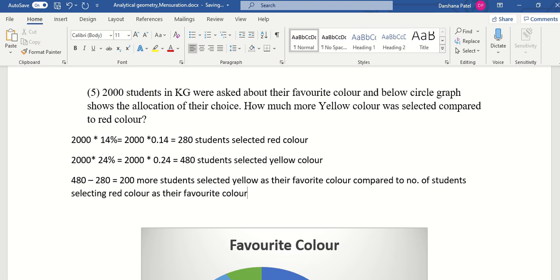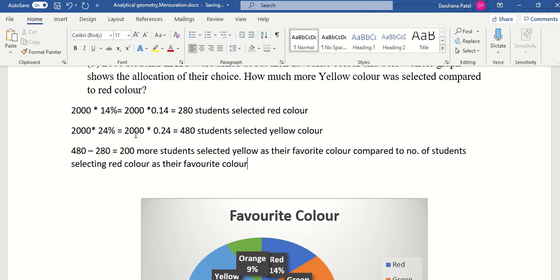Again, because this will be a multiple choice question, some of the options might be 280 or 480 students. But it says how much more yellow color was selected compared to red color, or how many more students selected yellow color over red color. 200 more students selected yellow versus red color.